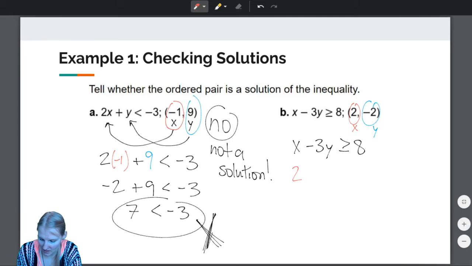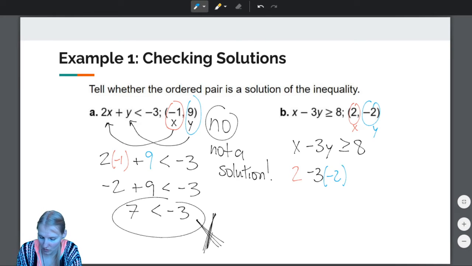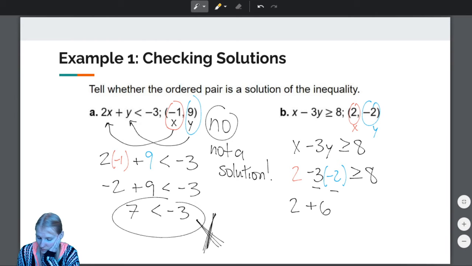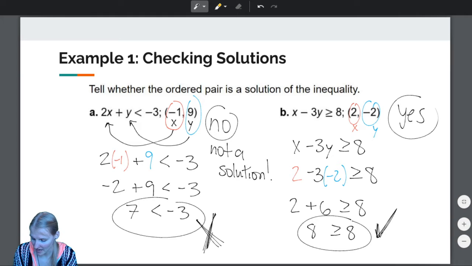So when we plug these in, I have 2 minus 3 times negative 2 is greater than or equal to 8. Let's see. So this is 2. Negative 3 times negative 2 is positive 6. Greater than or equal to 8. 2 plus 6 is 8. Is 8 greater than or equal to 8? Yes, it is equal to, right? 8 is equal to 8. So, this is a yes. Yes, it is a solution.